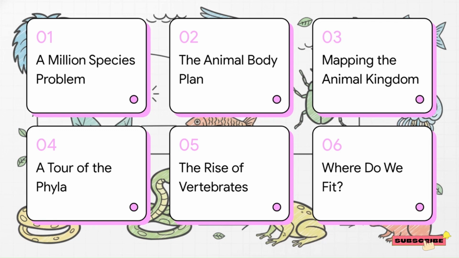All right, so here's our game plan for today. We'll start with the million species problem. Then we'll look at the animal body plan. That's the toolkit they use. We'll be mapping the animal kingdom, taking a tour of the phyla, checking out the rise of vertebrates, and finally, we'll figure out where we fit in all this.